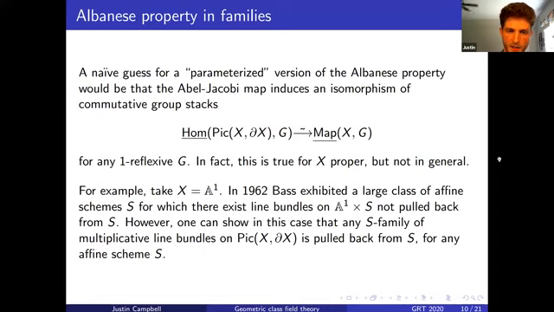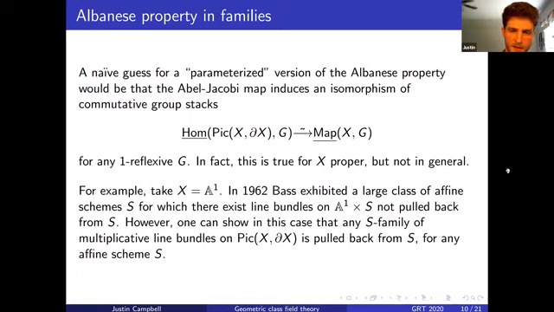So this doesn't match up with what's going on the other side. In fact, any S family of multiplicative line bundles on the Jacobian, with X being the affine line here, is pulled back from S, at least locally on the base. So the two sides don't match up in this case, and the space of maps is larger. It's a phenomenon that I personally would like to understand better. I can understand Bass's example, but I don't have any handle on how to classify or say anything about the Picard stack of A1 in general. It seems quite wild.